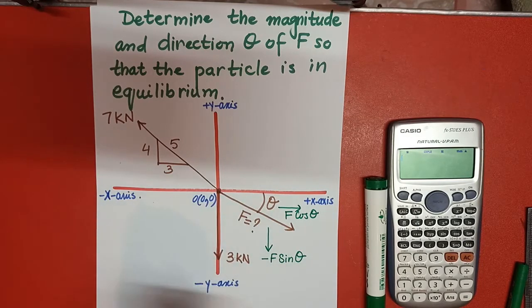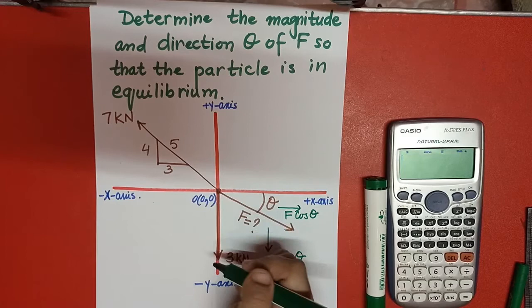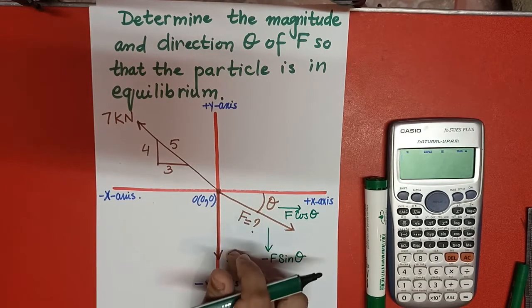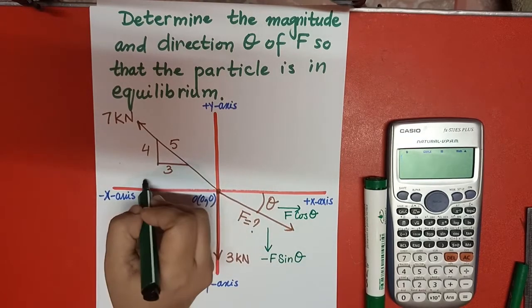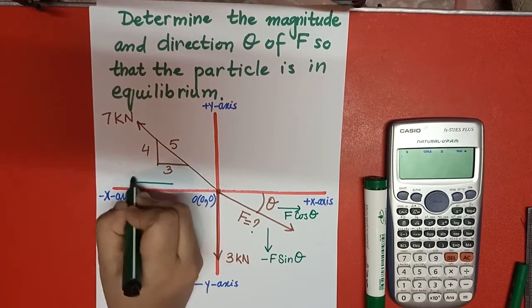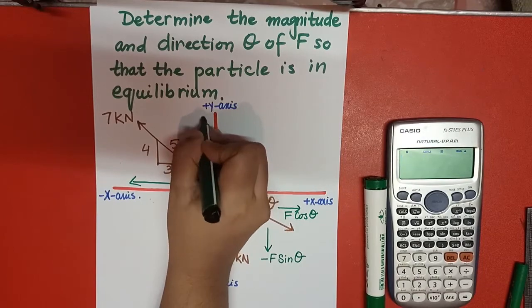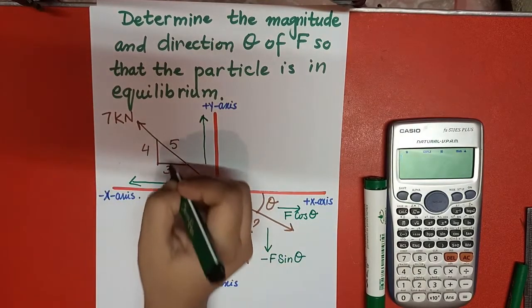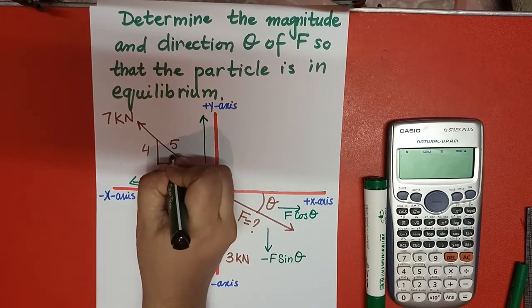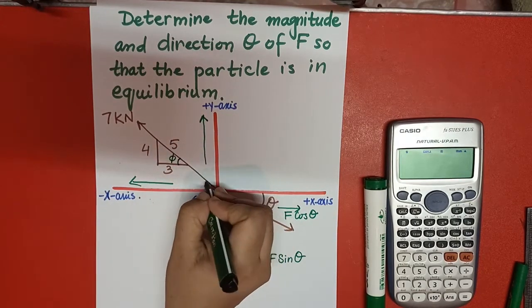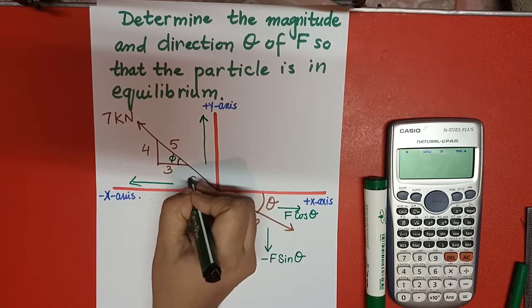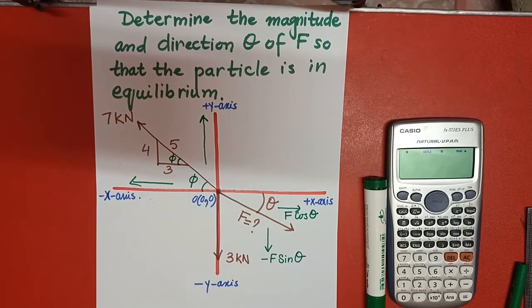There is another force of 3 kilonewton, which lies exactly on the negative y-axis. What we have to do with it, I will tell you later on. Here I have to break this force into components as well. This lies in the second quadrant, and the force is 7 kilonewton. First, we have to find this angle, and I am calling it phi because theta is already used.